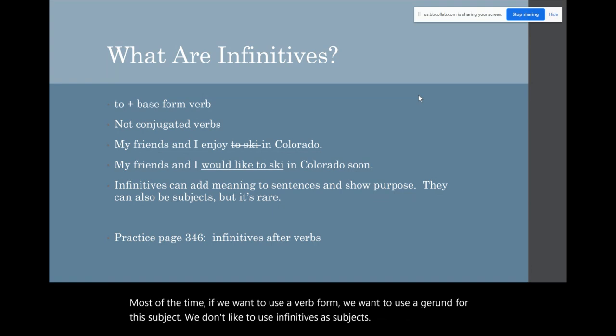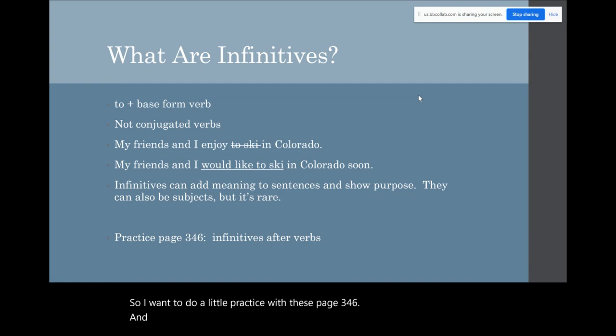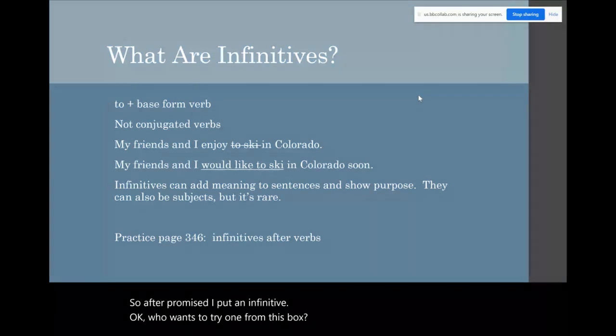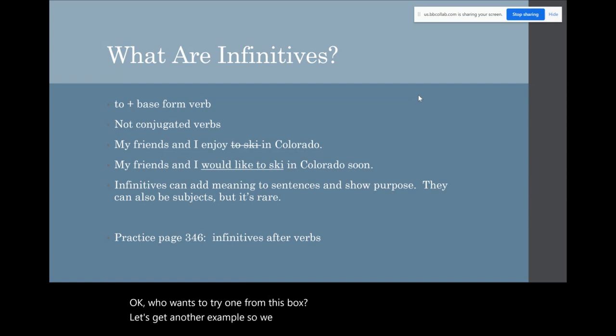So I want to do a little practice with these, page 346. And we can use infinitives after any of these. So I can say, last week I promised to give my sister some money. Last week I promised to give. So after promised, I put an infinitive. Okay, who wants to try one from this box? For example, so we can see it together.